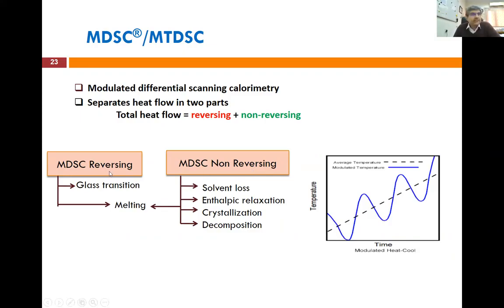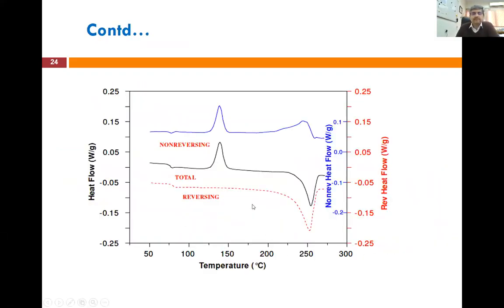Some of the reversing events of pharmaceutical importance are glass transition temperature, and melting can have both a reversing as well as a non-reversing component. And some of the non-reversing events are solvent loss, enthalpy relaxation, crystallization, and decomposition. So if there are two events that are overlapping in your normal conventional DSC, by using the modulated DSC, you can separate out those events to understand more deeply what is happening to your sample during the analysis in the DSC. We will see it with the help of an example in this slide.